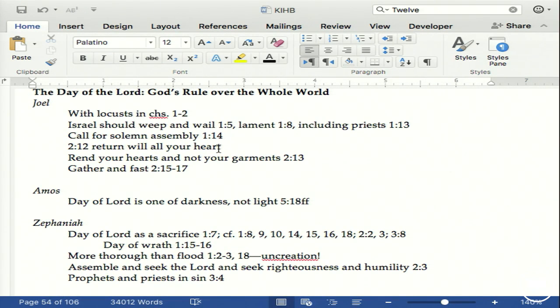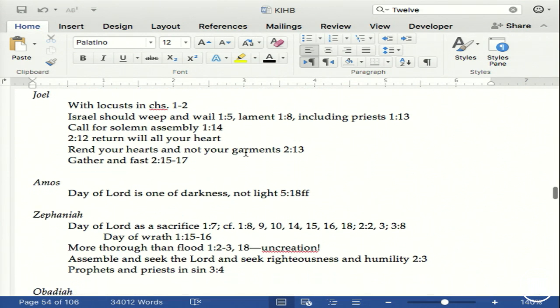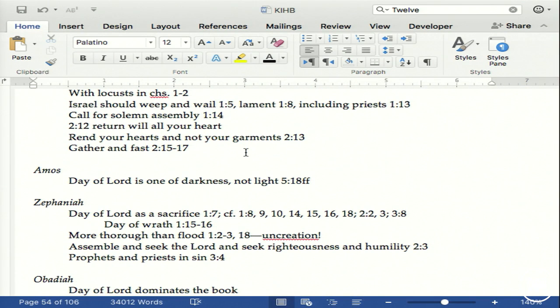Of course, these passages are disputed. I understand both chapters 1 and 2 of Joel to refer to locusts. Some people think chapter 2 refers to a physical army. I mean, if you've had a course on going through the prophets, I'm sure you've thought about these things, but he calls upon Israel to weep and wail and to lament, to call for an assembly, to repent. Beautiful language.